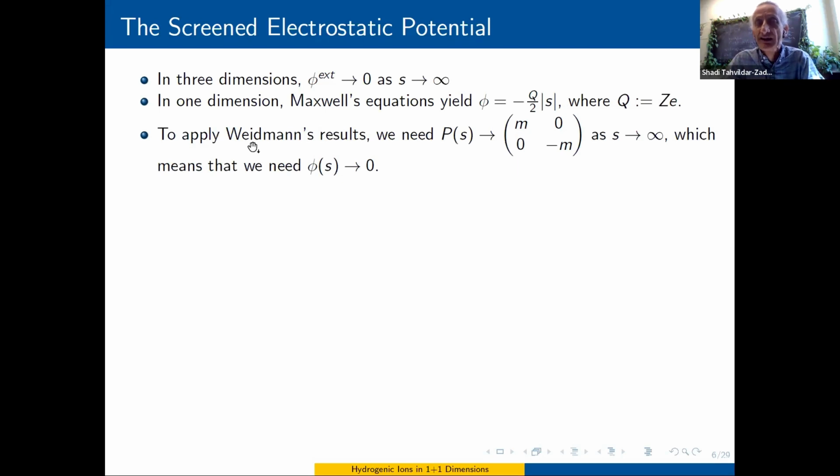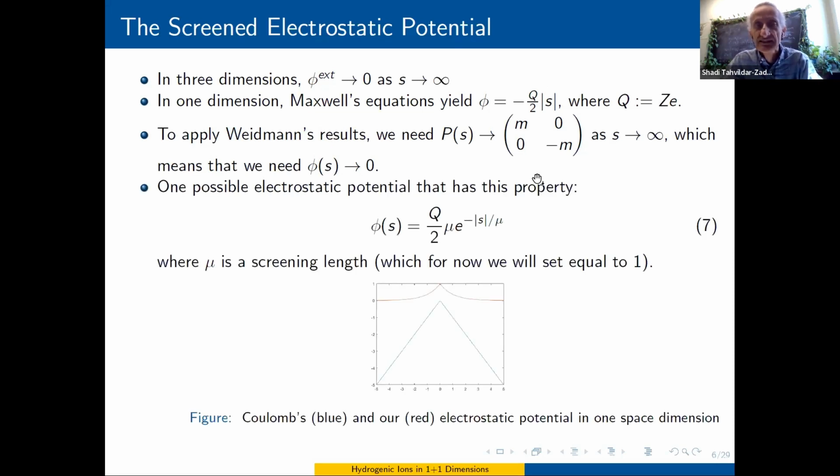And to apply Weidmann's result, one needs that multiplicative part to approach a diagonal matrix as s goes to infinity, and that requires phi to go to 0 at infinity. While if this is our phi, then it's not going to go to 0, and we have a problem. How do we fix that problem? We change our potential.